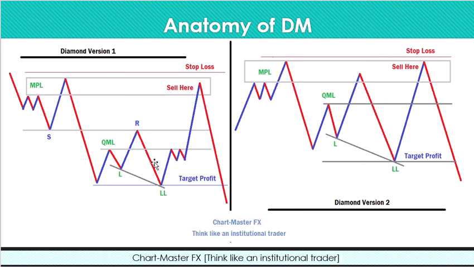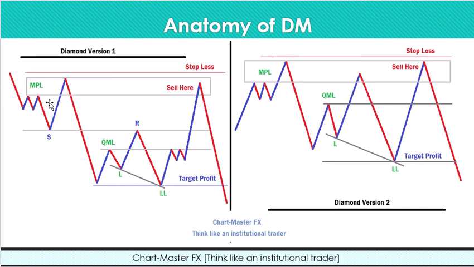So what happens is that, guys, on the market, when you see a Quasimodo like this one, you realize that once it has been ignored, the price actually goes to a valid MPL. So once the price goes to a valid MPL, then that's where you can place your trade. So these are the conditions, guys, for version number 1.